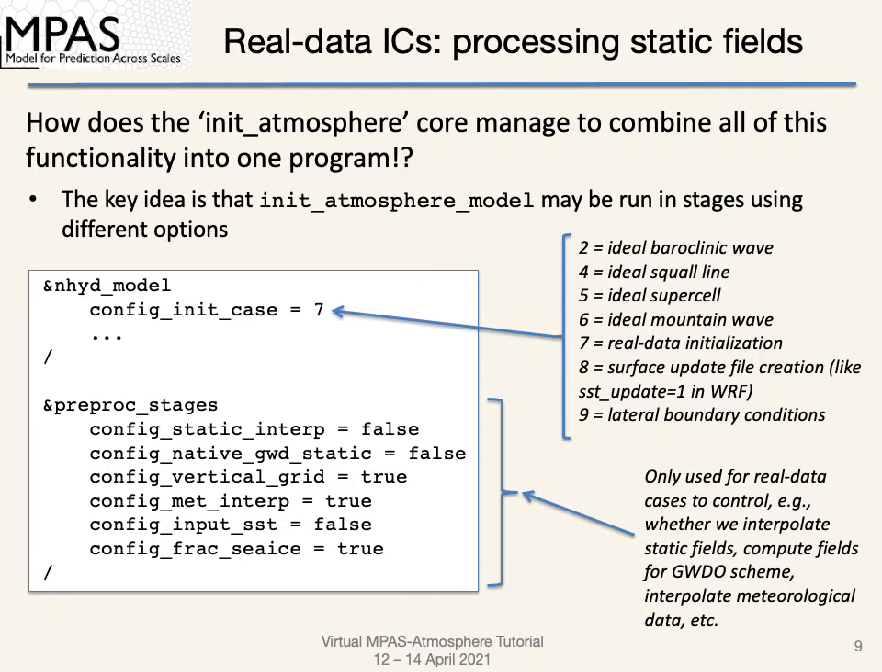So as we said at the very beginning of this talk, there are several different steps to create real data initial conditions, and we can activate those different steps with these logical flags here. So for example, if we wanted to handle the static initialization, we would set config static interp to true. And if we wanted to create a vertical grid, we would set config vertical grid to true. And if we wanted to horizontally and vertically interpolate atmospheric initial conditions, we would set config met interp to true, and so on. And all of these options are documented in the user's guide.